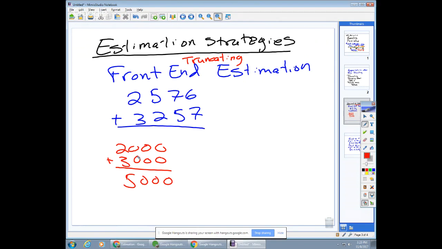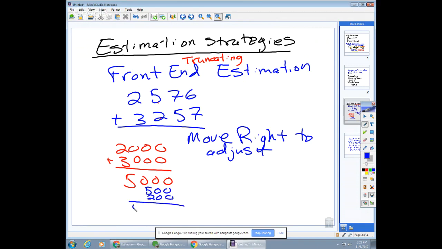Now, you can adjust a front-end estimation by just taking into consideration the next spot. So then you can look over here and say, oh, well, there's 500 and 200, that's 700. So you can make adjustments to it by just moving right. So we could take the 500 and the 200 and just add that on. So we're right underneath. So then I could have 5,700.